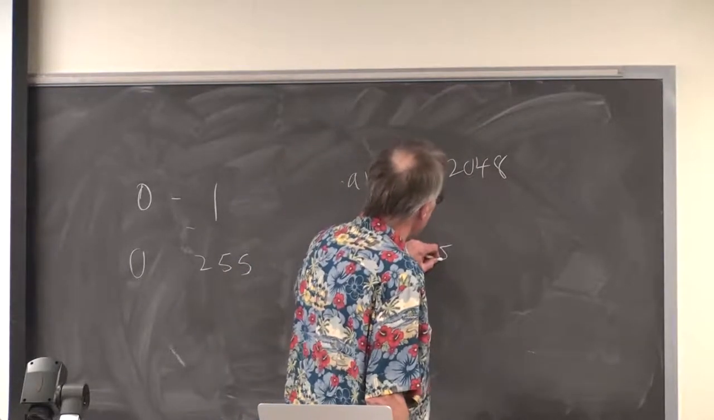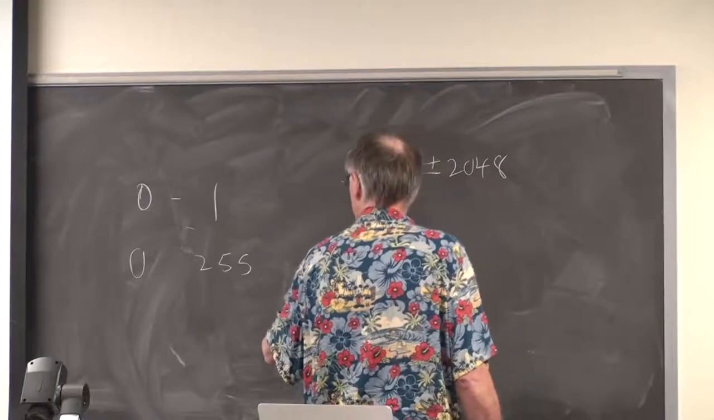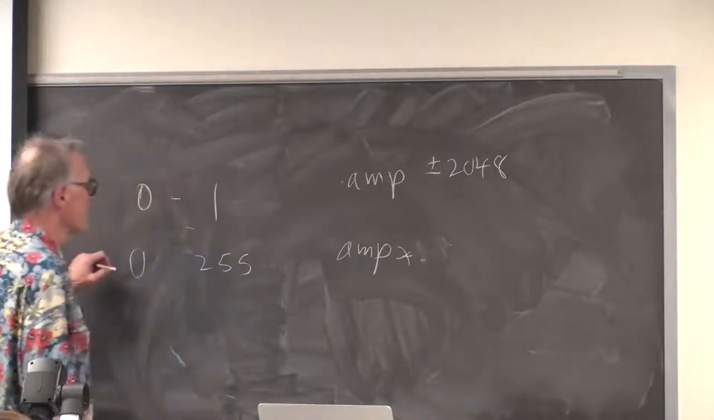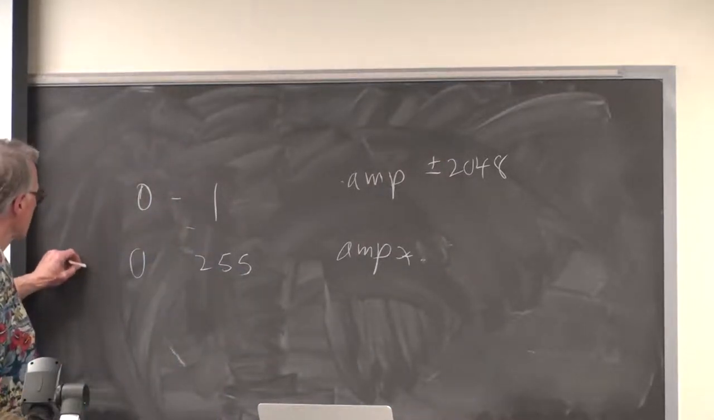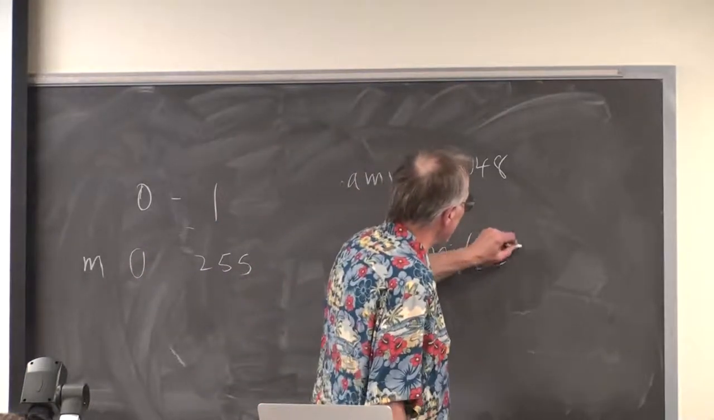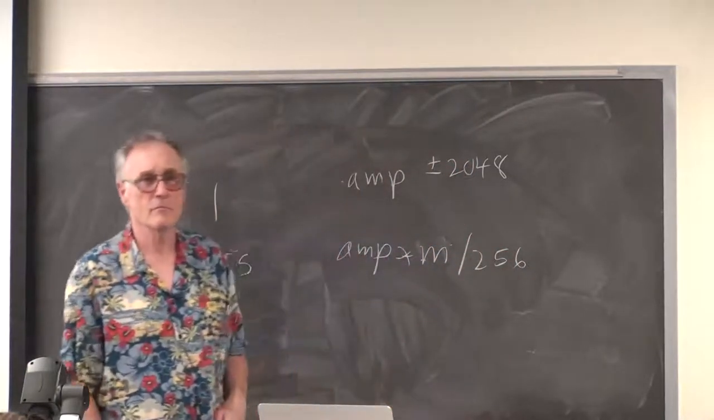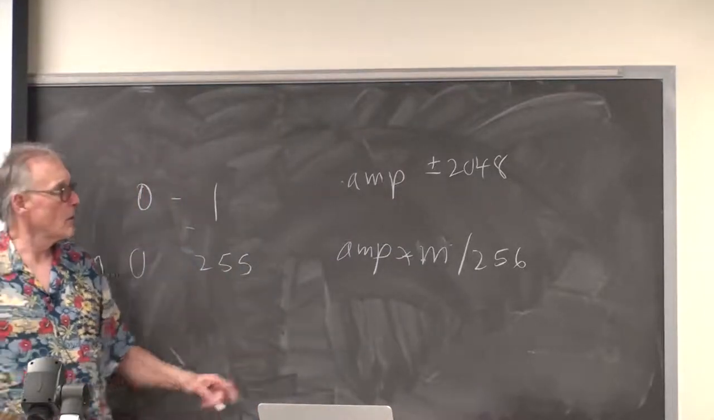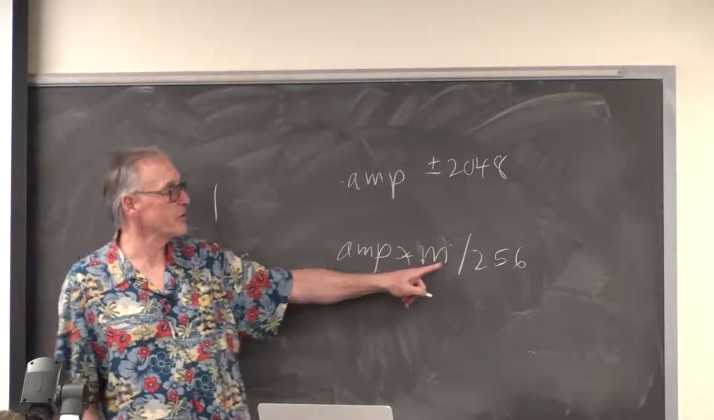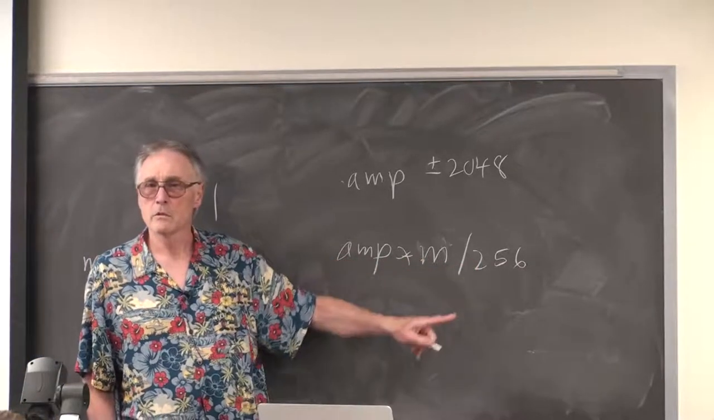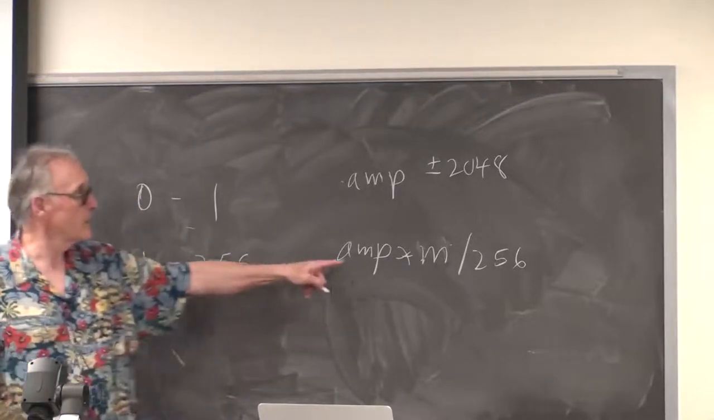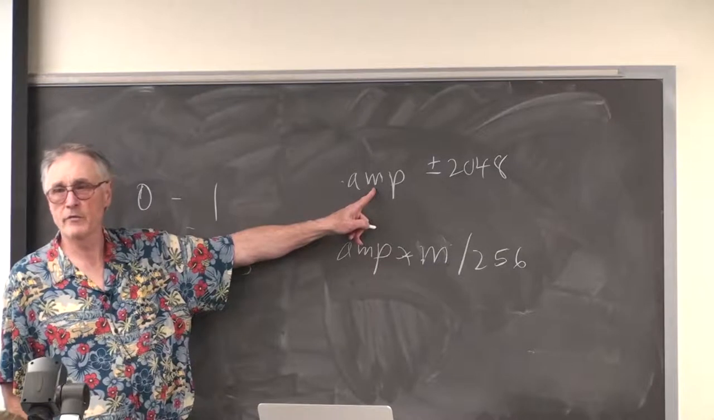Take the amp, multiply by the, let's call this now the modulation, multiply by the modulation and divide by 256. So this is an integer multiply, an integer times an integer divided by an integer. So this gives you a way of making a fraction between 0 and 1 times the amplitude of the sine wave.